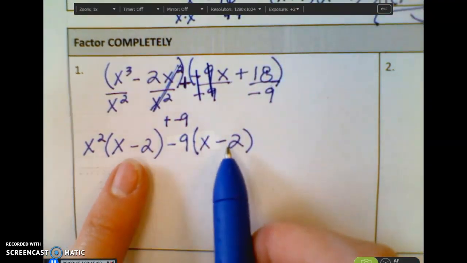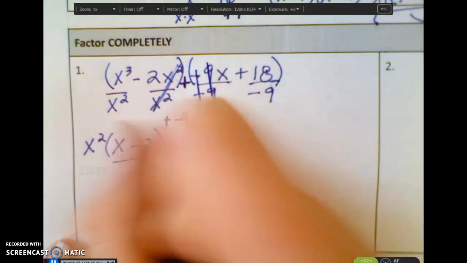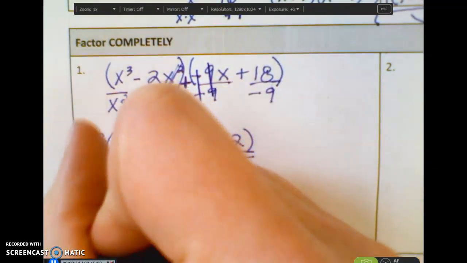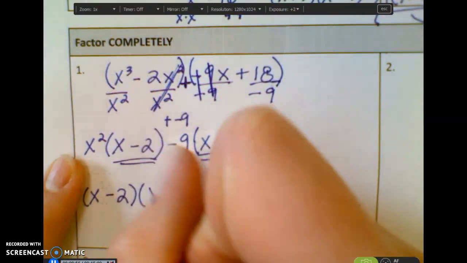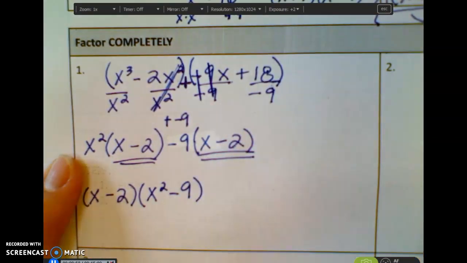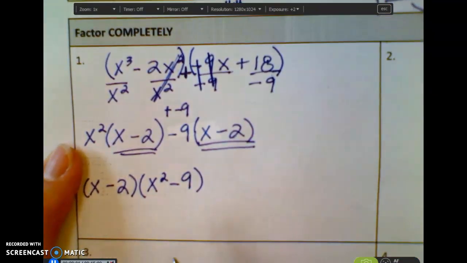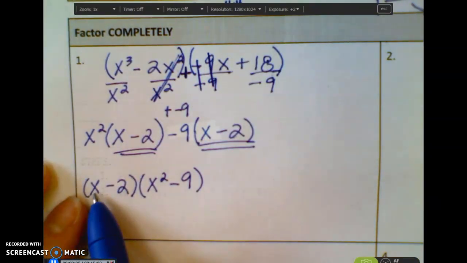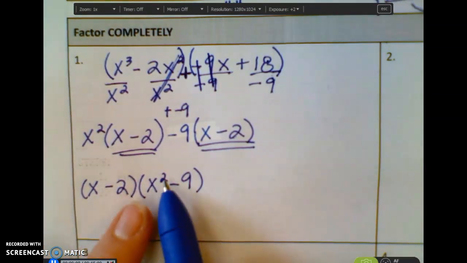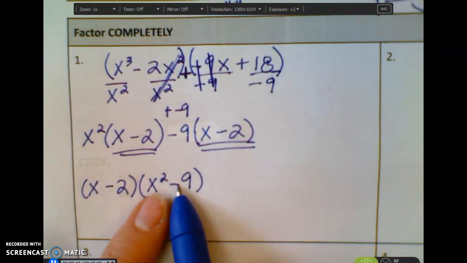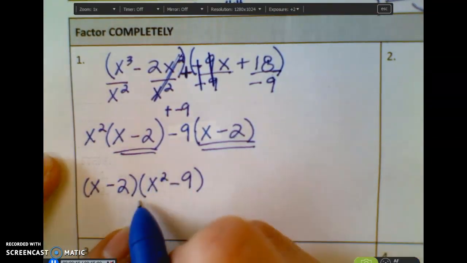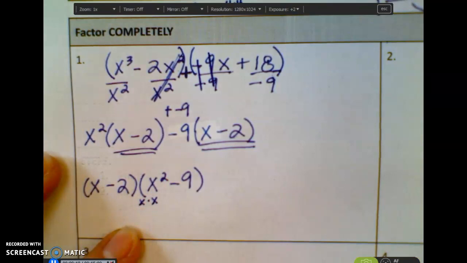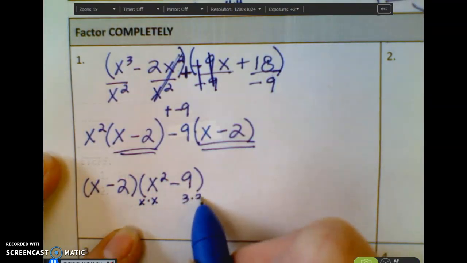One thing you need to always check here, do our parentheses match? Yes, they do. So now we take out our common factor, x minus 2, and we group together our leftovers, x squared minus 9. All right, last step, check for differences of perfect squares. Well, x minus 2, x is not a perfect square, so that one's done. X squared is a perfect square. We have a difference. 9 is a perfect square as well. So we know that to get x squared, that's x times x. We know to get 9, that's 3 times 3.